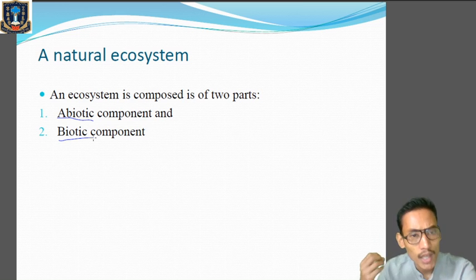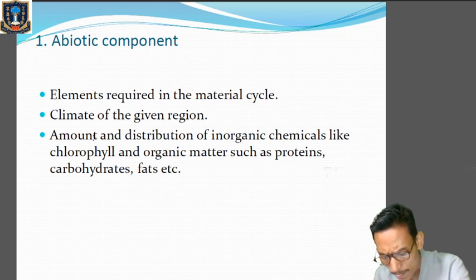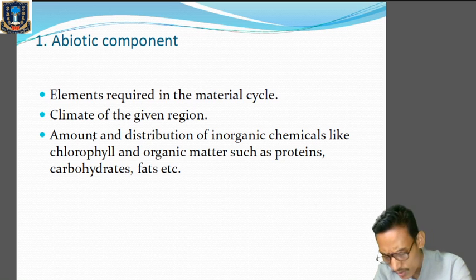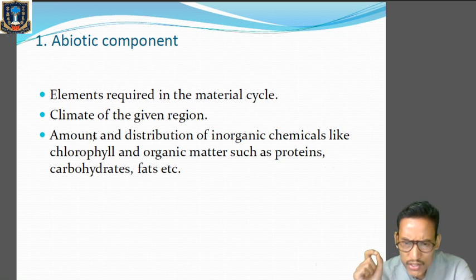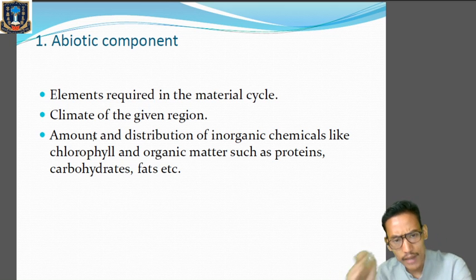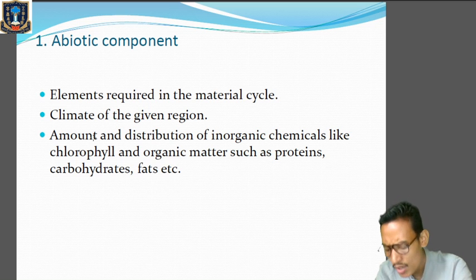So we'll go through the abiotic component. Clear? The abiotic component includes elements required in the material cycle, for example nitrogen, phosphorus, carbon, sulfur, etc. It includes the climate of the given region and the amount and distribution of inorganic chemicals, and organic matter such as protein, carbohydrate, fats, etc. So these make up the abiotic component of an ecosystem.